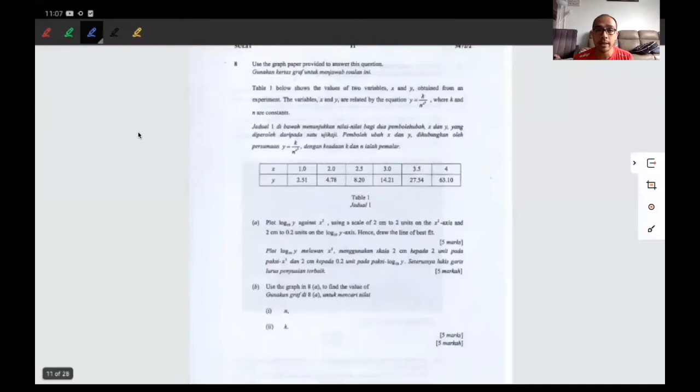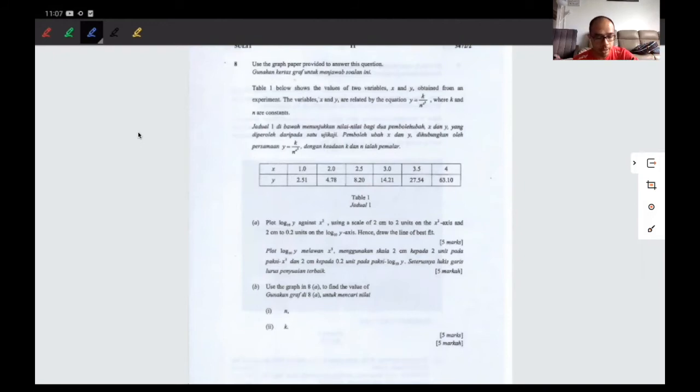Question number 8 is a linear law question. This is probably one of the most standard questions. I don't see anything special with this question, except that this is a log question. But because I'm bound by time, and because this is a very time-consuming question, I'm just going to cut it short and show you the final answer.